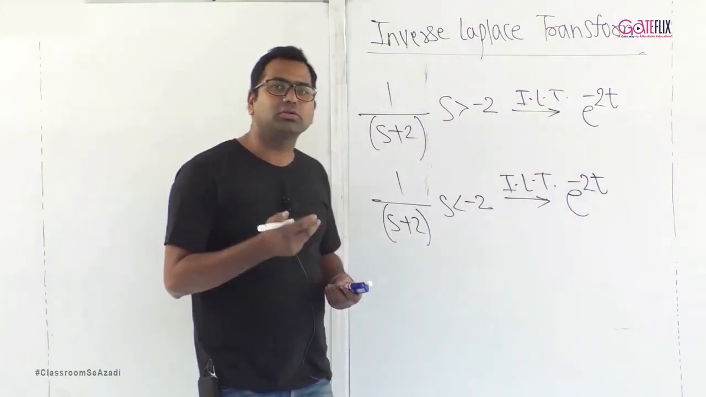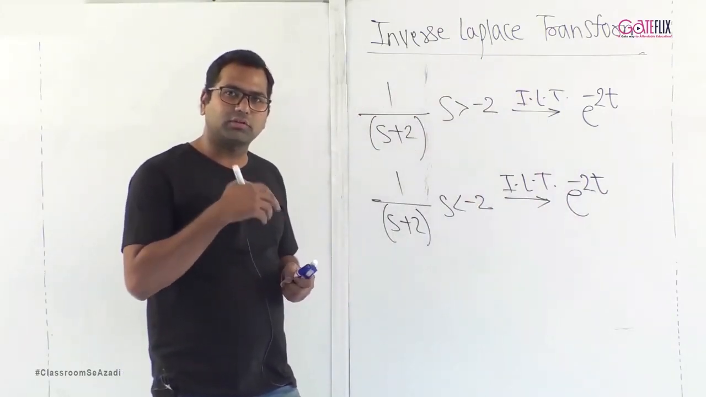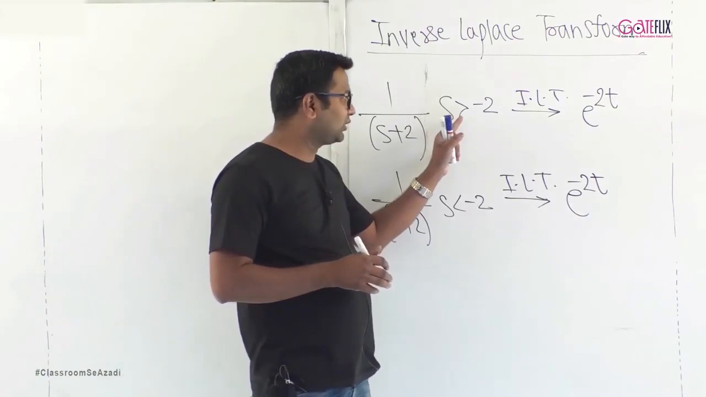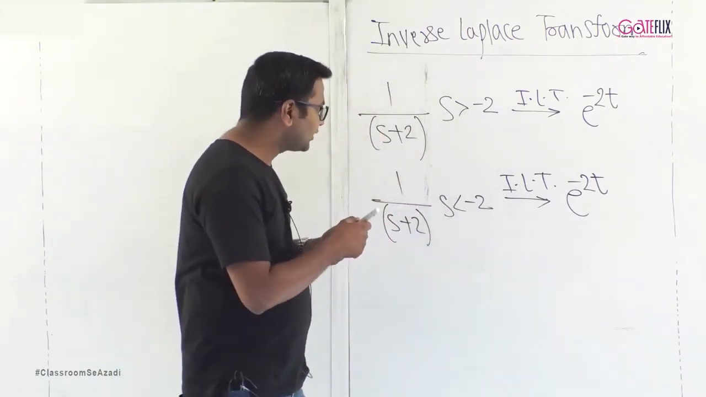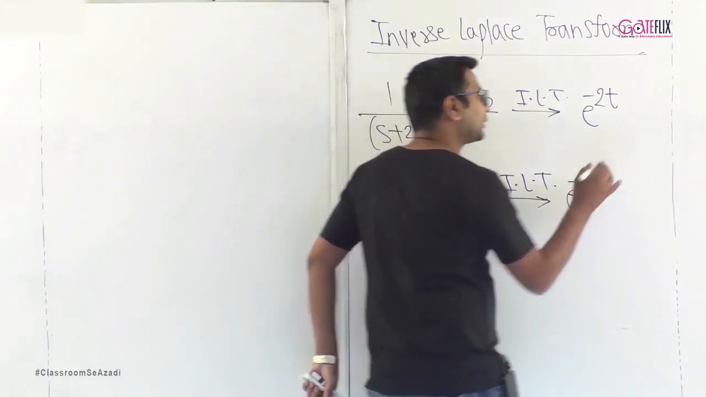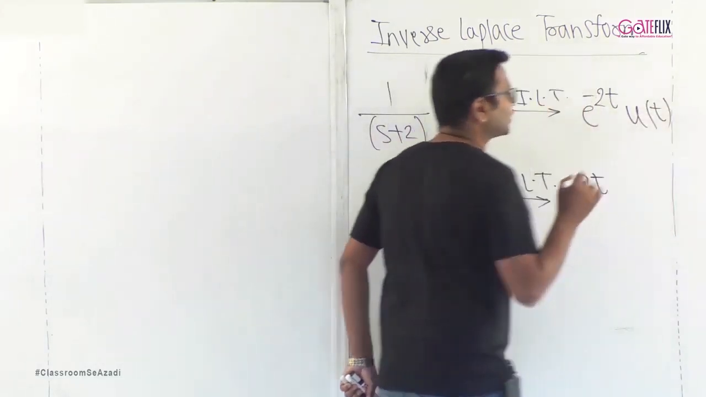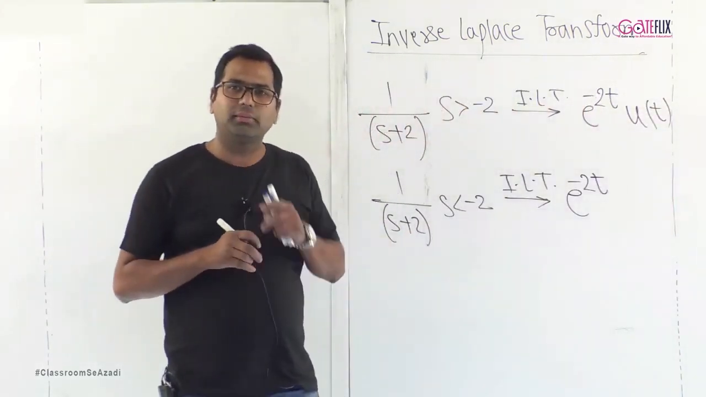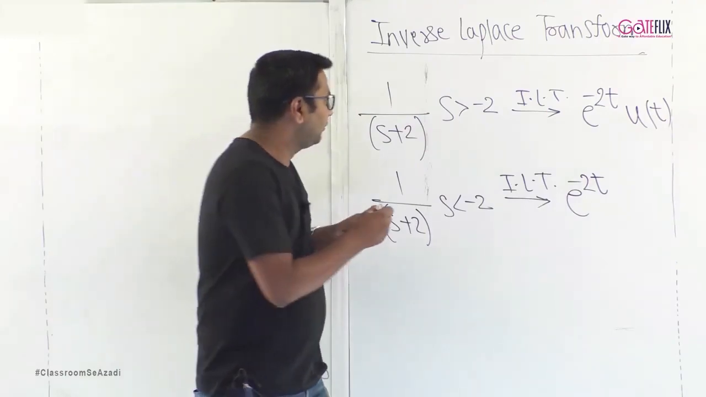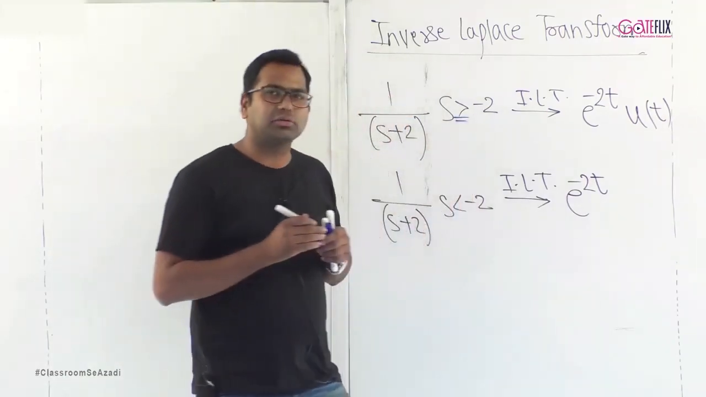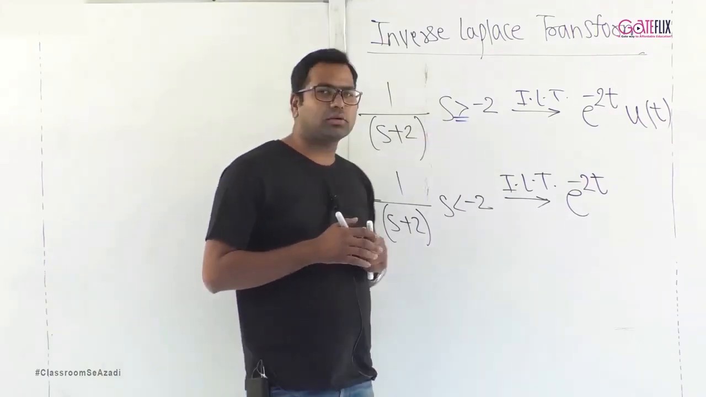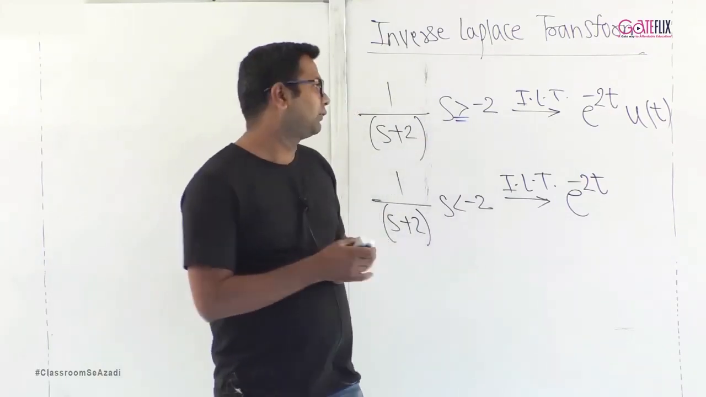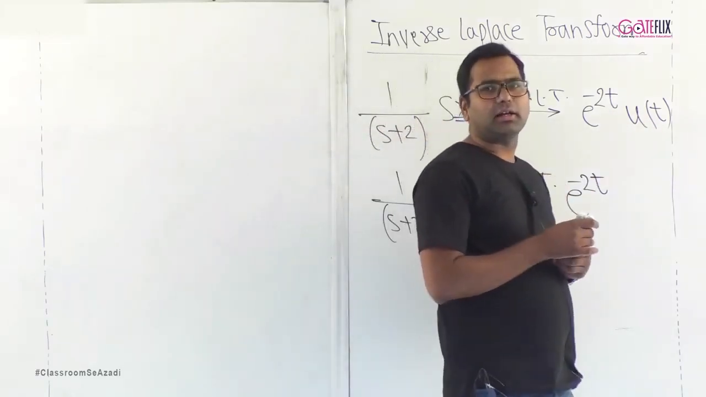Now, what about the ROC? What will be the difference because of the ROC? In this case, the ROC has a greater than sign. In this case, the ROC has a less than sign. So, always remember, when the ROC has the greater than sign, we multiply by the function u of t. Why do we multiply by the function u of t? Because a greater than sign in the ROC indicates right-sided signal, and for right-sided signal, we always multiply by u of t.